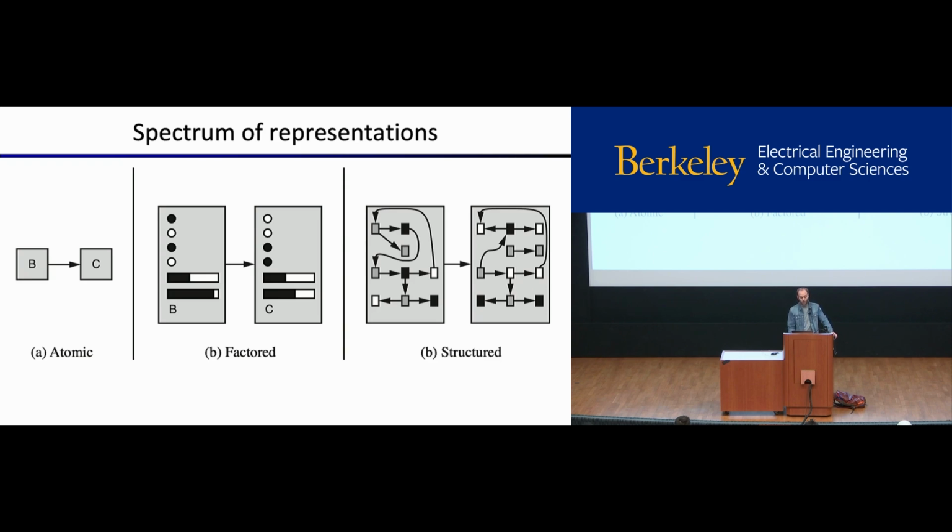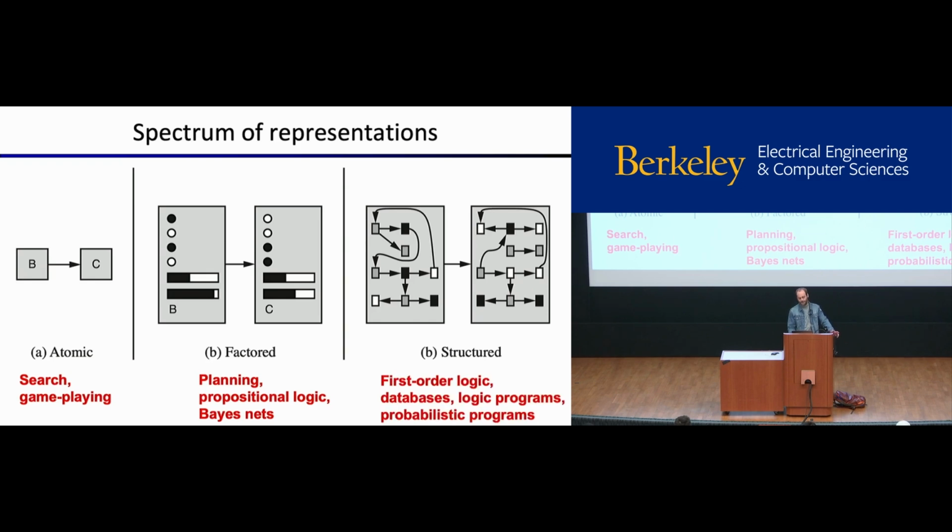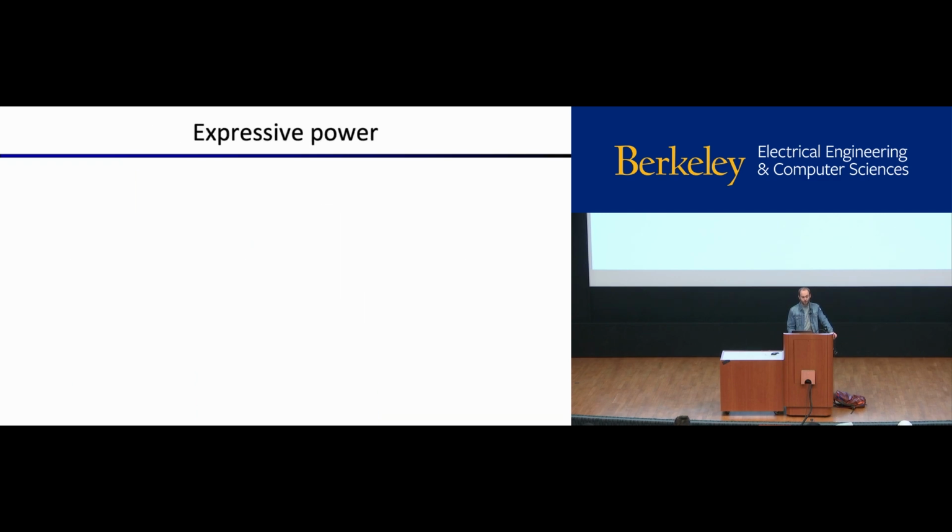And now we're going to talk about a structured representation of the world. Search, game playing, planning, propositional logic, Bayes nets, first order logic, databases, logic programs, probabilistic programs. These are examples of these. And the expressive power of first order logic is going to be vastly more than propositional logic or anything else we're going to talk about in this course, really.